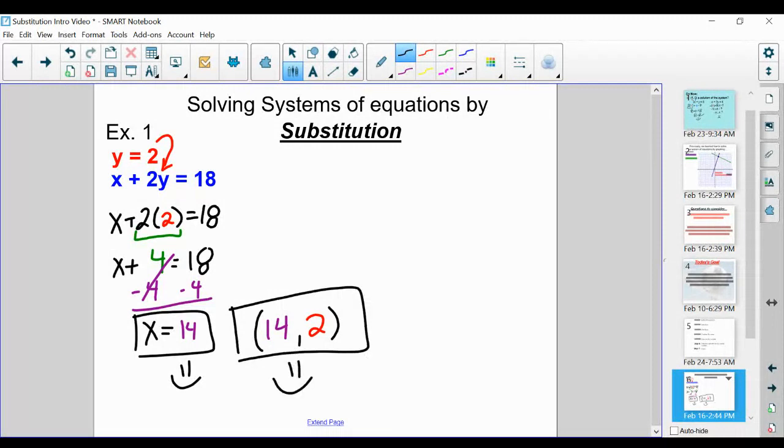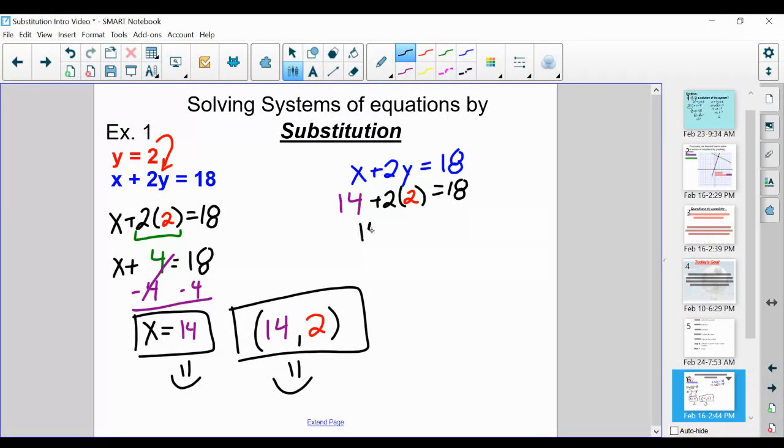But now we need to double check. We're going to go back into both equations, but in this case, we're only going to go into that blue equation because the y equation is already done for us. We have x plus 2y is equal to 18. We're going to substitute in our x value, which is 14, plus 2 times our y value, which is 2. That's still equal to 18.